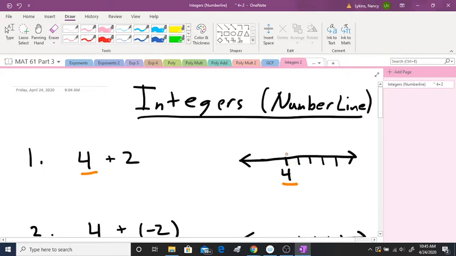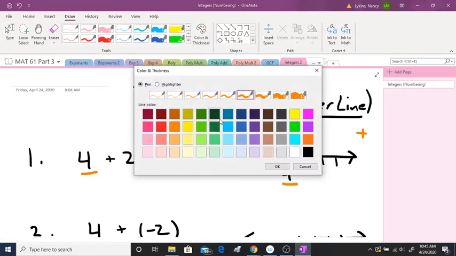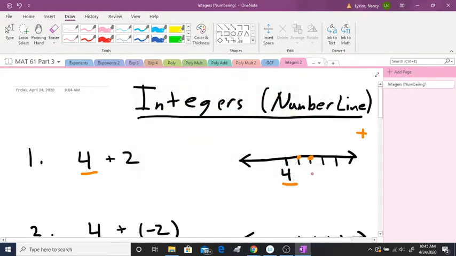4, that means I'm going plus 2, or I'm going to the positive end of the number line, 2 different spots. So I start at 4, so 1, 2. So when I count that, it goes to my number 6. So 4 plus 2 is 6.